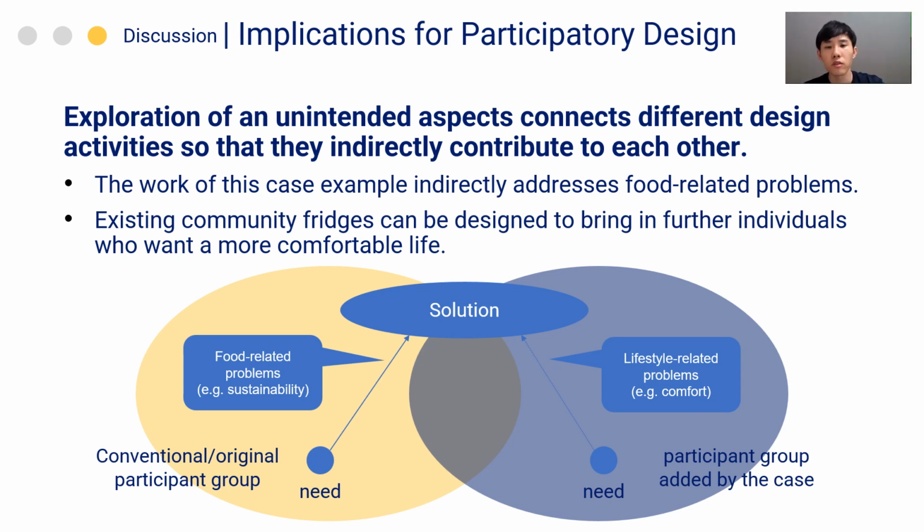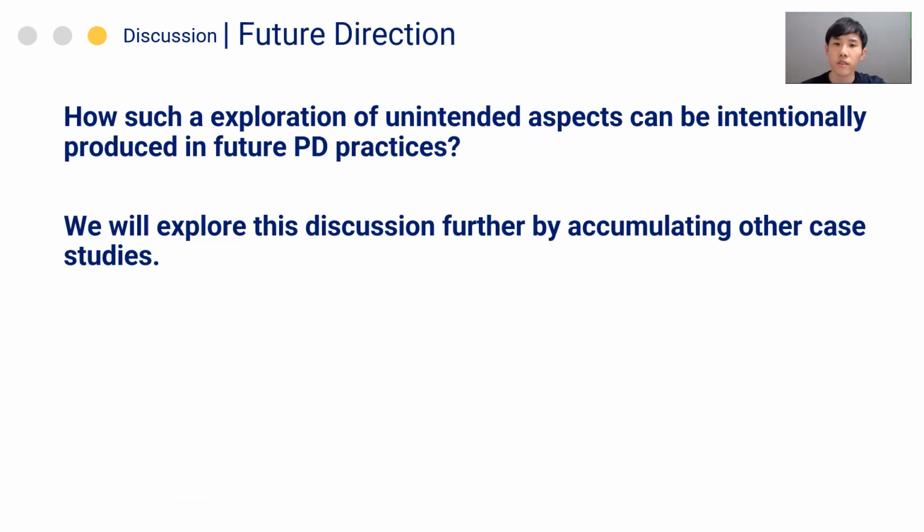In this way, exploration of unintended aspects connects different design activities so that they indirectly contribute to each other. The work of this case study indirectly addresses food-related problems, and existing community refrigerators can be designed to bring in further individuals who want a more comfortable life. However, since the discussion in this paper is based on the spontaneous outcome of a design project, how such a phenomenon can be intentionally produced in future practices remains a challenge. In future work, we will explore this discussion further by accumulating other case studies.